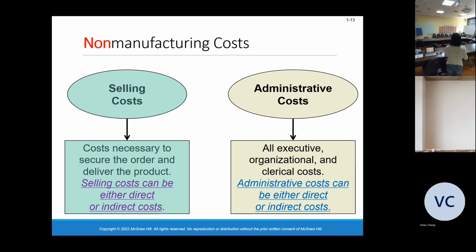So for companies, if that is a manufacturing company, we have manufacturing costs. We have non-manufacturing costs. And manufacturing costs include what? Direct materials, labor, and MOH. Yes, MOH. And how about non-manufacturing costs? Selling cost and administrative cost. Yes, good.